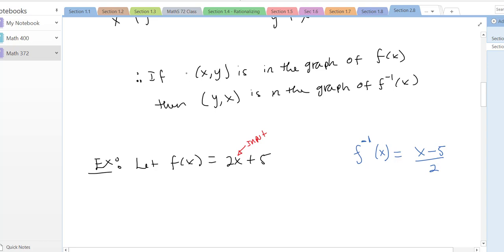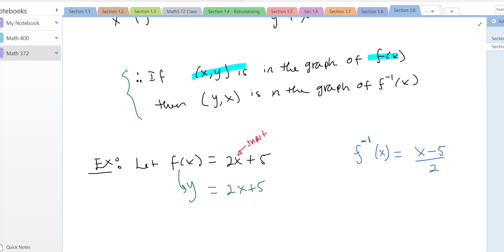So algebraically, we're going to use this notion that if (x, y) is in f of x, then (y, x) is in the graph of f inverse. So what I'm going to do first is call f of x y, which is equal to 2x plus 5. Highlighting what this says: if (x, y) is in f of x, then (y, x) is in f inverse. So (x, y), this is my f of x.